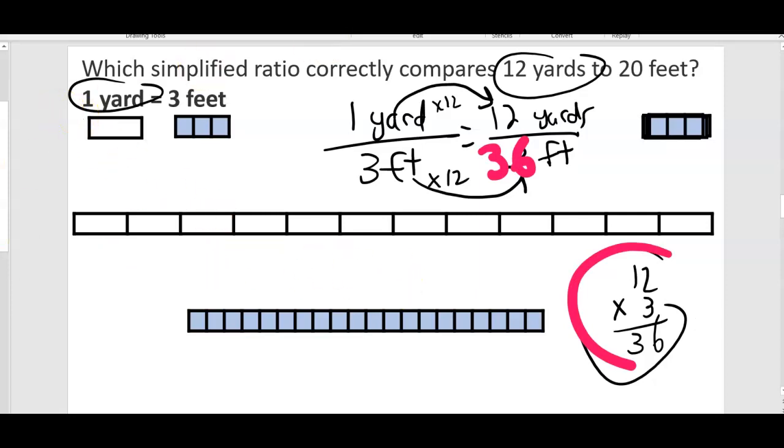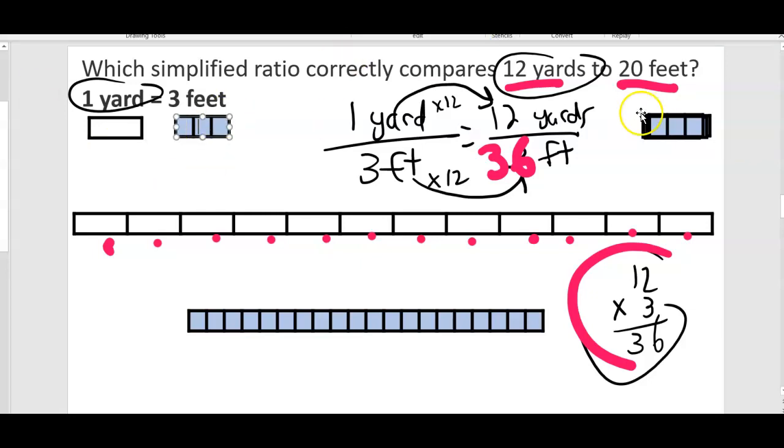And I like visuals. So I did include some visuals here. If 1 yard equals 3 feet, right? Well, we have 12 yards, and if you count, I made 12 yards here. 1, 2, 3, 4, 5, 6, 7, 8, 9, 10, 11, 12. 12 yards. Anyway, we have 12 yards. How many feet is that?